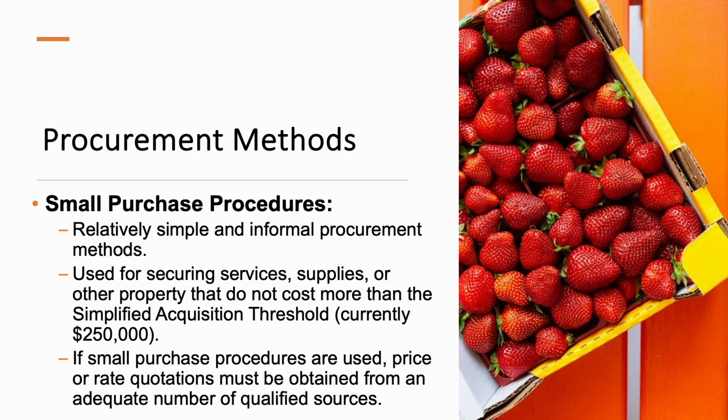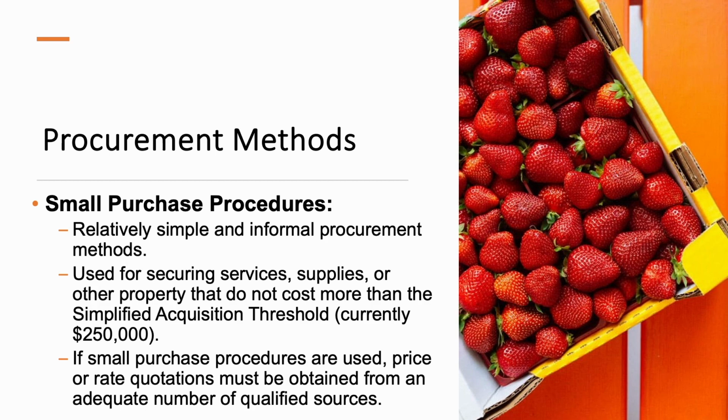Next is procurement by small purchase procedures. This is a relatively simple and informal procurement method which may be used for securing services, supplies, or other property that do not cost more than the simplified acquisition threshold, which is currently $250,000.